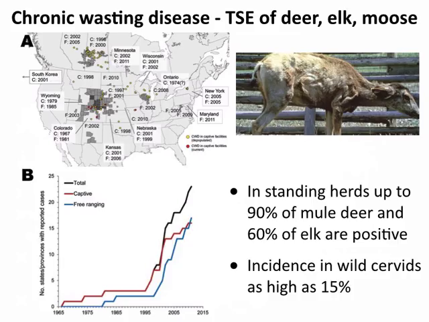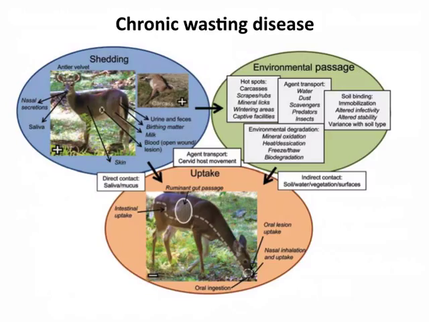It can be found in both captive and free-ranging animals, and this is the number of states or provinces with reported cases over the years. You can see we started picking it up in the 60s, and now we have many states with incidents. In standing herds, up to 90% of deer and 60% of elk can be positive. So many of these animals have this disease, in the wild 15%. So this is a TSE of deer, elk, and moose.